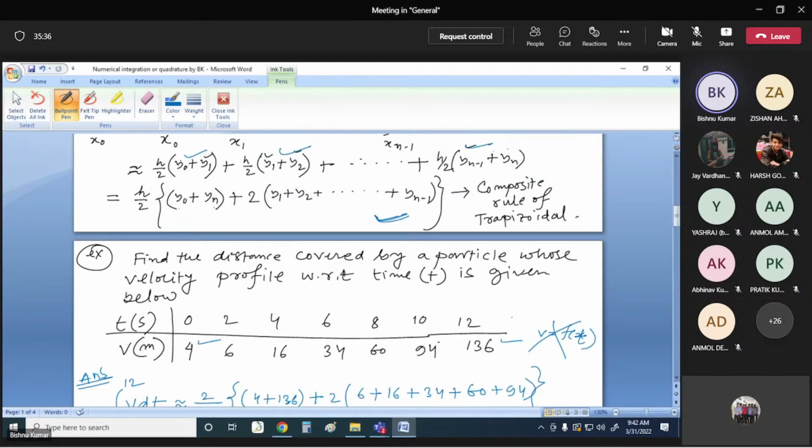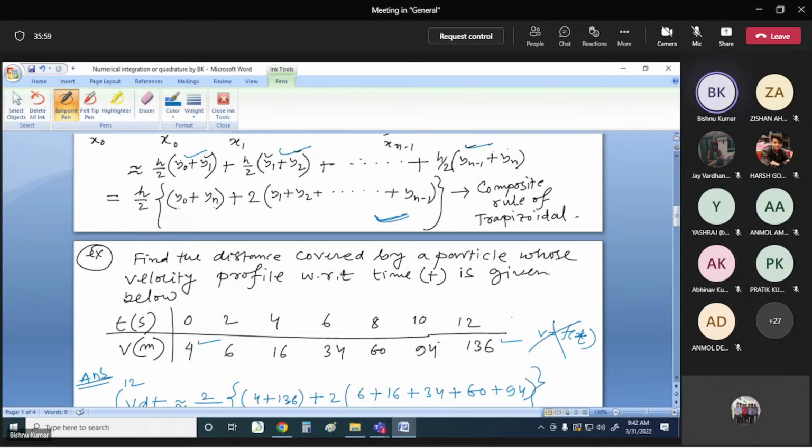And when you solve the theory question, try to remember it this way: outside h by 2, within the bracket first point plus last point plus 2 into intermediate points. Is the logic clear? Yes, sir. Okay.